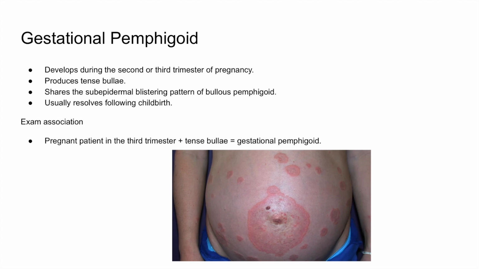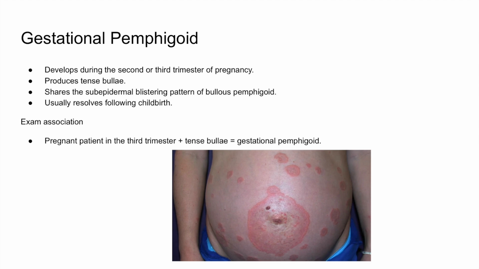All right, so gestational pemphigoid is a pregnancy-associated autoimmune blistering disorder that usually begins during the second or third trimester. It commonly starts with intensely pruritic urticarial plaques around the umbilicus and may progress to tense bullae. Like bullous pemphigoid, it is caused by autoantibodies against hemidesmosomal proteins, particularly BP180, producing a subepidermal split. Immunofluorescence typically shows linear C3, often with IgG, along the basement membrane, and this disease may flare around the time of delivery, but usually resolves after childbirth.